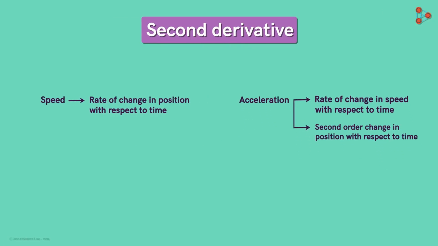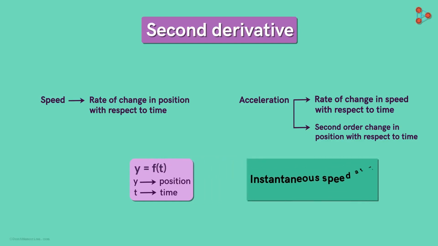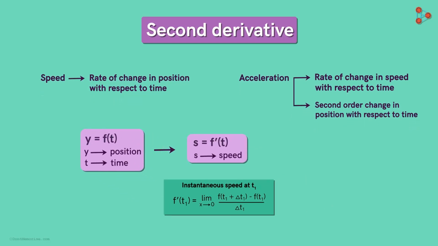Let's say the object's position is given by this function of time. We have seen previously that the instantaneous speed of the object at a time t1 will be equal to the derivative of this function at t1. So the derivative of this position function will give us a new function. This function will tell us the speed of the object at a time t.